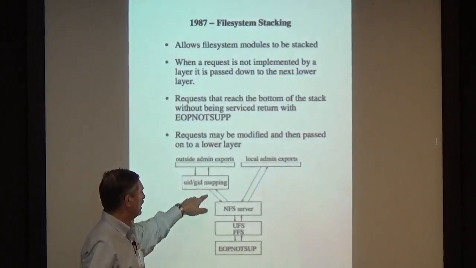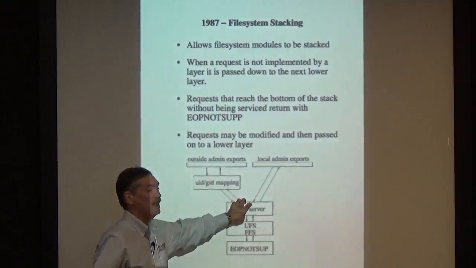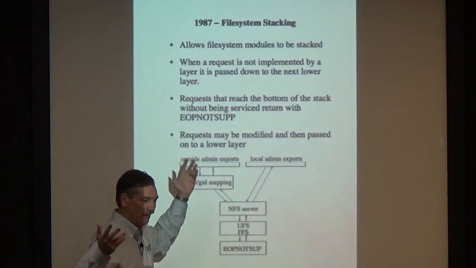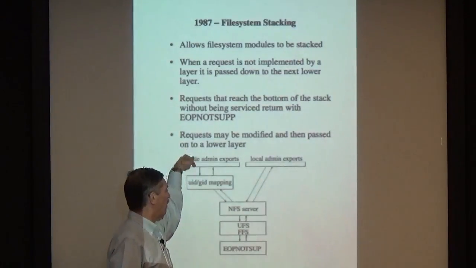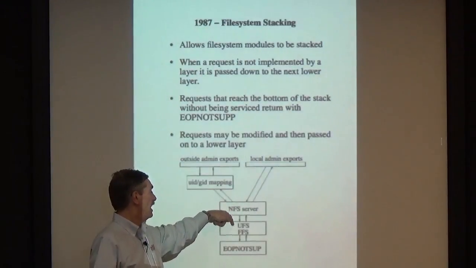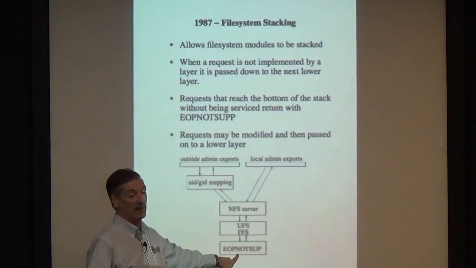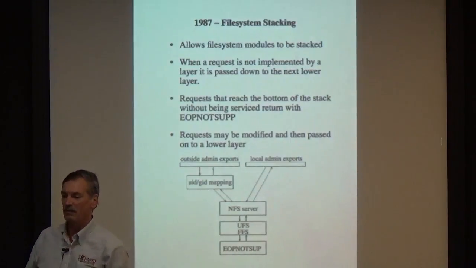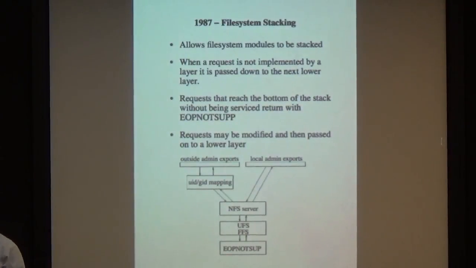And the point is that the UID GID mapping is not part of this. It's a separate module, and you only pay for it if you need it, and so on and so forth. Anyway, requests work their way down through the stack until you get to some place that wants to handle it. And if it gets all the way to the bottom, then you just get operation not supported. So there's all kinds of things, the loopback file system and the union file system and other things that got developed in that time period.